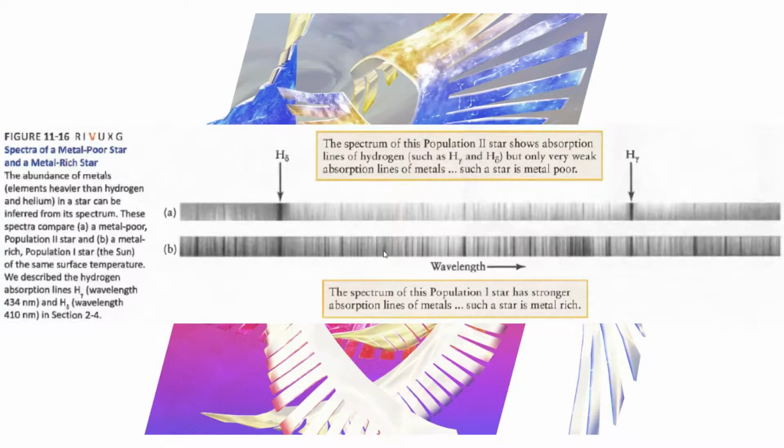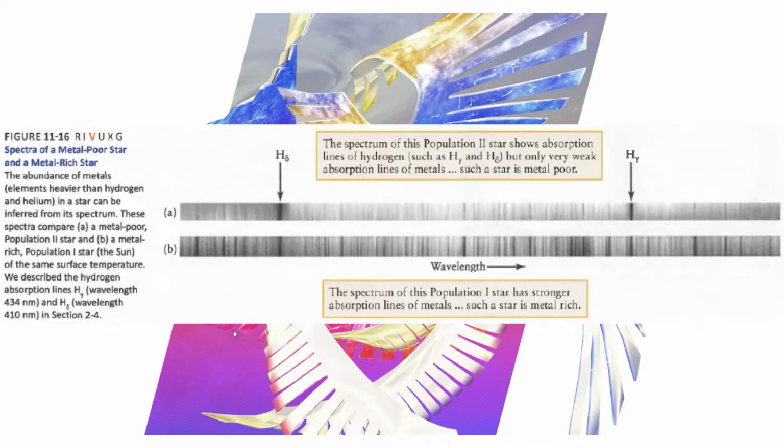So here we have 2 spectral lines. Remember, each of these lines tell us something about the elements that are in the star itself. Okay? So A is a metal poor star, and B is a metal rich star. So B is metal rich. You'll notice that B has a lot more darker lines in it than star A does, right?